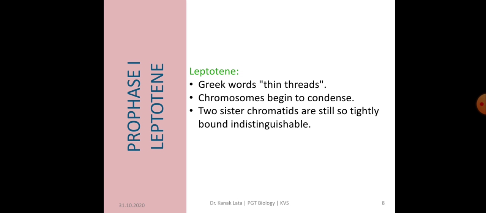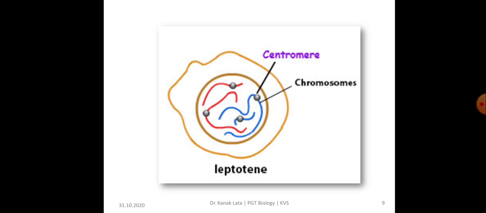Leptotene is a Greek word which means thin threads. Here, chromosomes differentiate from chromatin fibers. They are very long and fine filaments. Chromosomes begin to condense, and the two sister chromatids are still so tightly bound that they are indistinguishable and indistinct. Here you may observe the figure which shows the leptotene stage of prophase 1.